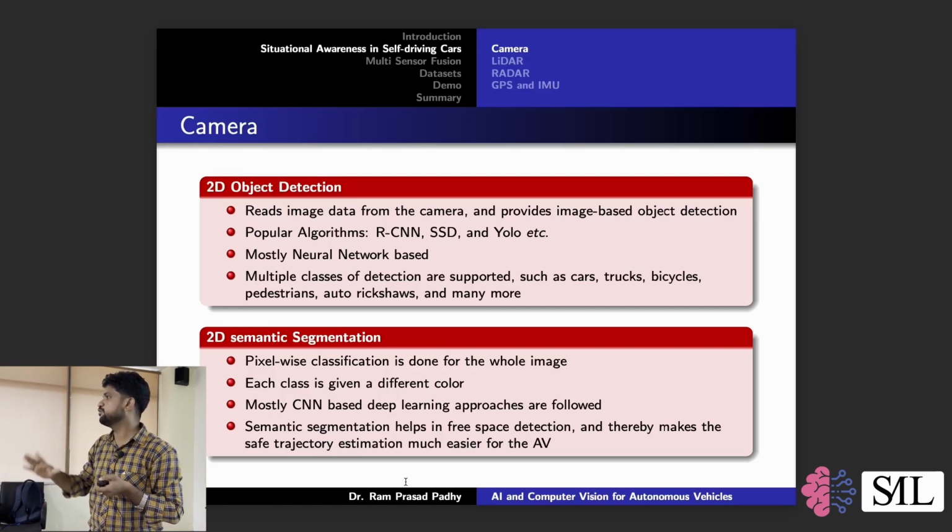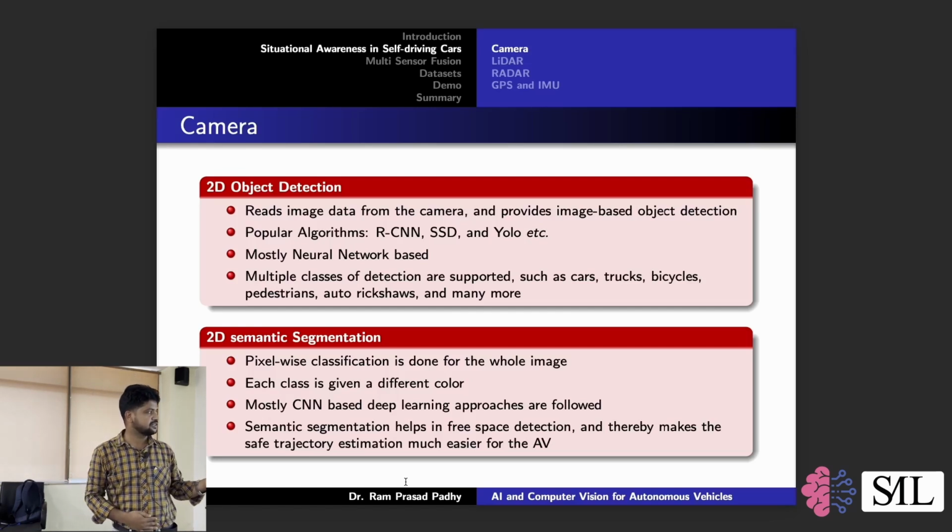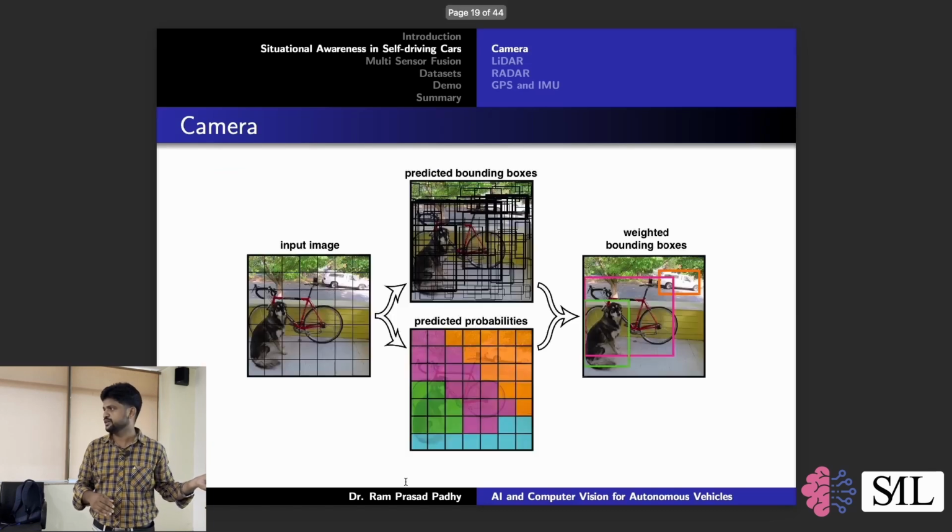Although not in 3D, because you are only getting a 2D view, at the same time you get the information that there is a road, so the vehicle can take a turn in that direction. That is where semantic segmentation is very helpful, and you will see that here also different kinds of convolutional neural network approaches are being used.